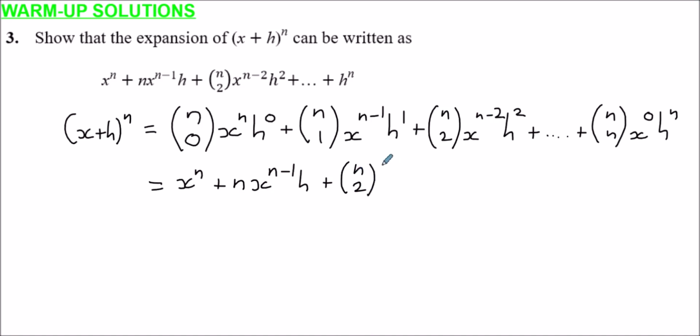N choose 2, we can't simplify this here, so let's just leave it as n choose 2. We don't know what n is. X to the power n minus 2, h squared, plus dot dot dot. And n choose n is going to be the same as n choose 0, which is again just going to be 1. X to the power 0 is just 1 as well. H to the power n is just h to the power n. And so we get what we needed to end up with, and we've proven what we needed to prove.